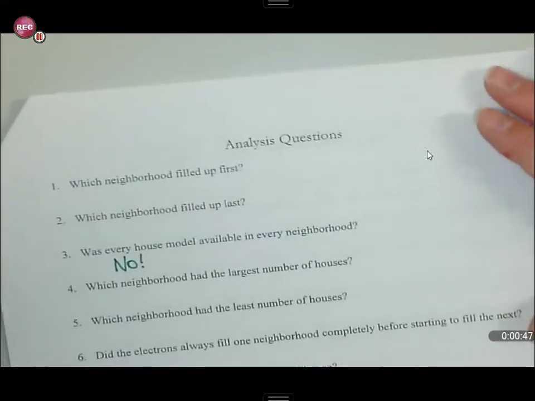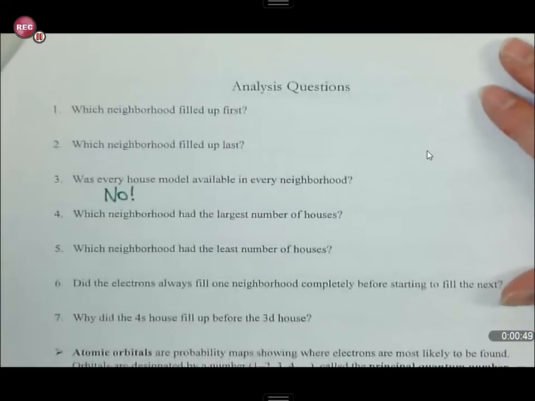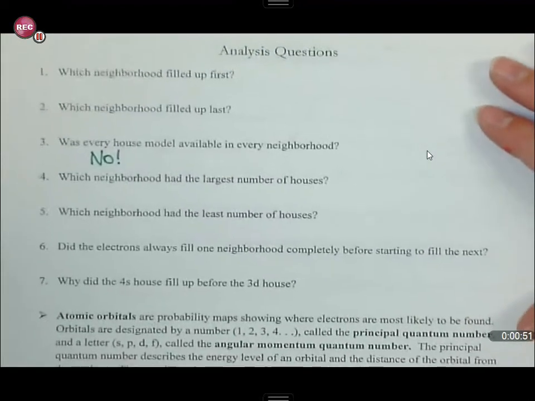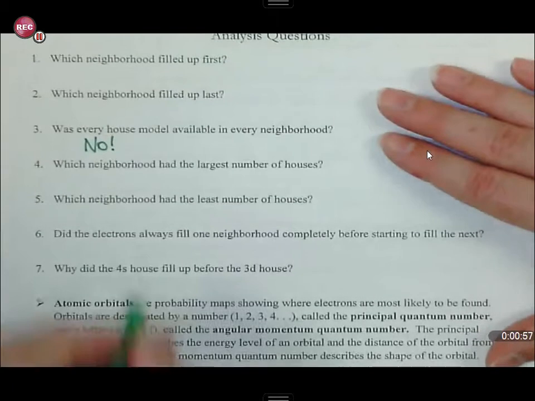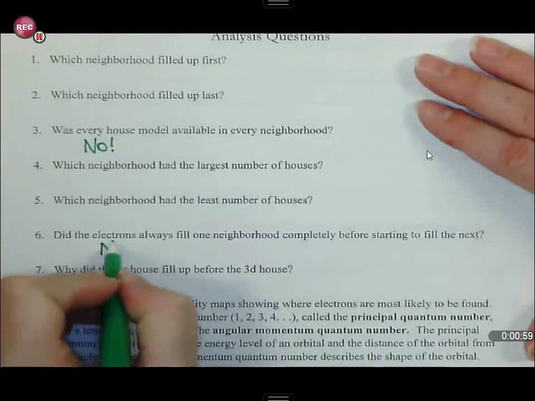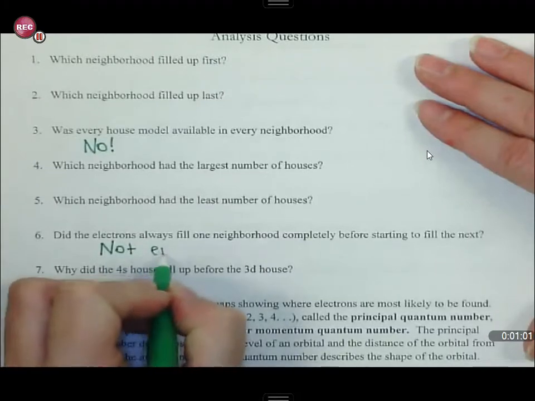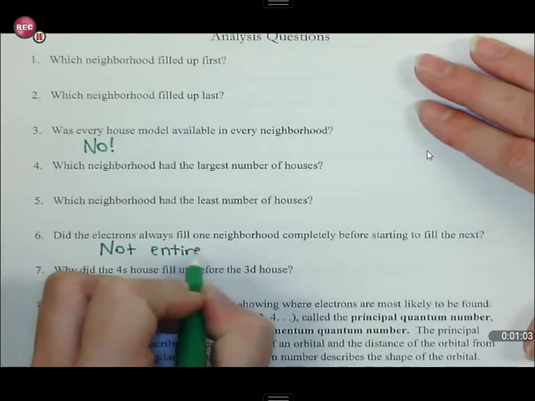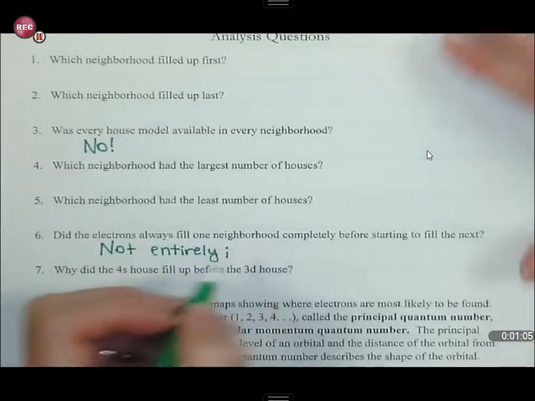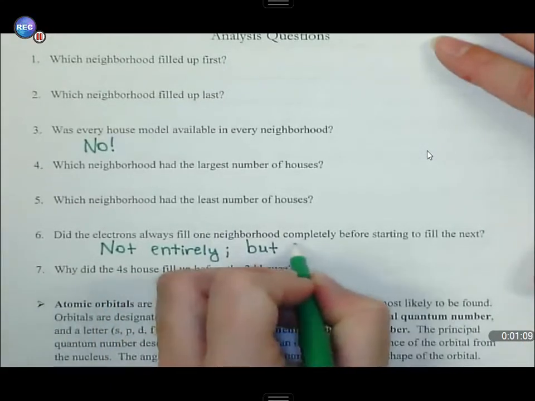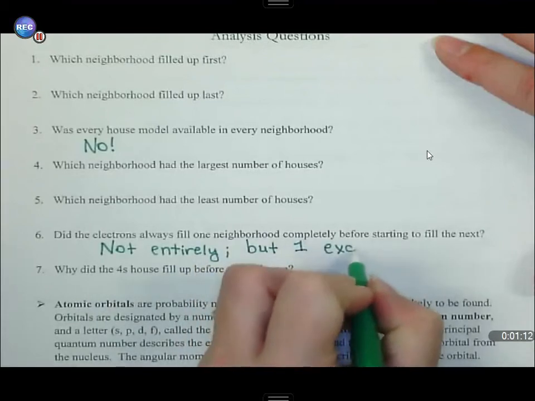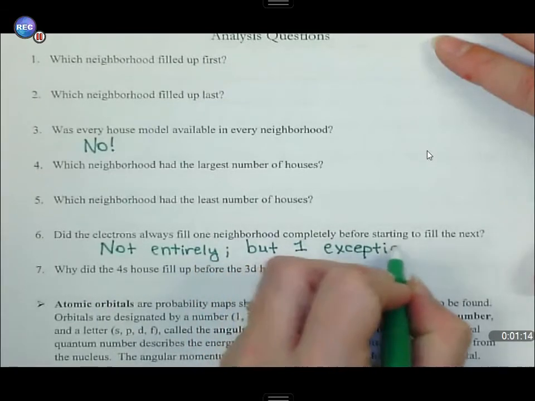Okay, which neighborhood had the largest number of houses? Which neighborhood had the least number of houses? Did the electrons always fill one neighborhood completely before starting to fill the next? Not entirely. For the most part, it did, but there was one exception. And it's asked about on the next question.